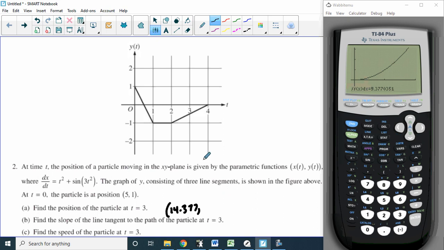The y value: this is a graph of y(t). So we want where it is at time 3. At time 3 is this point right here, and this is a graph of y(t). The slope of this line is exactly 1/2. So this point is negative 1/2. That is the y value.